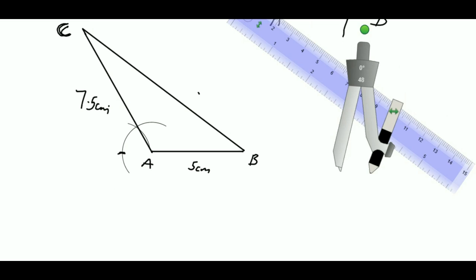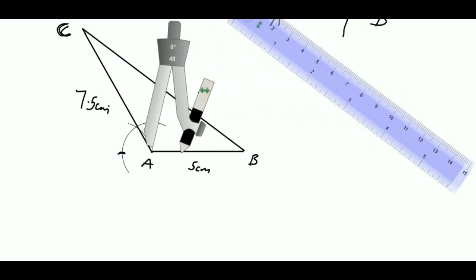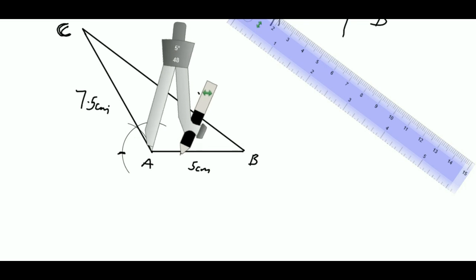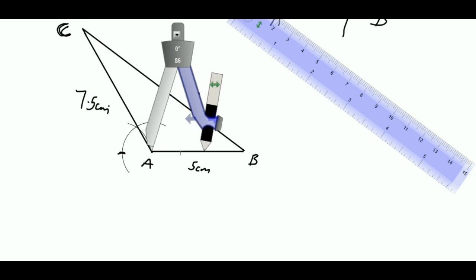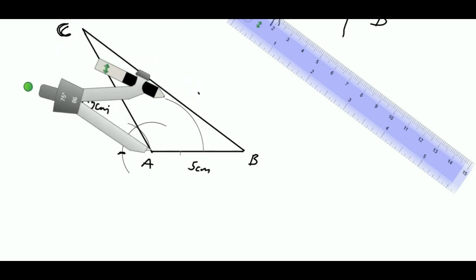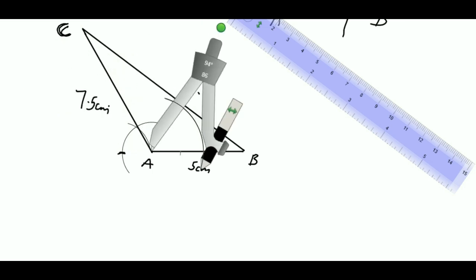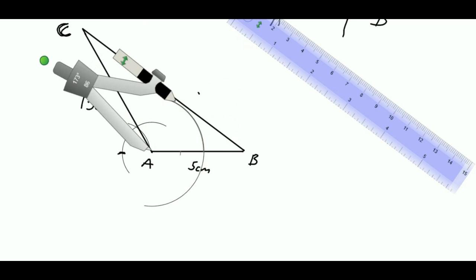So how do you go about that? How do you bisect a line? You place your needle point here, extend your compass so that it will be more than half of the length of that line. You know that half of that line will be somewhere around there, so extend it to be more than half of that. Then you do an arc above the line, then below the line. You do an arc above the line and below the line.